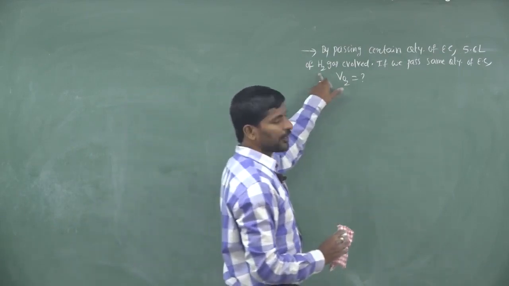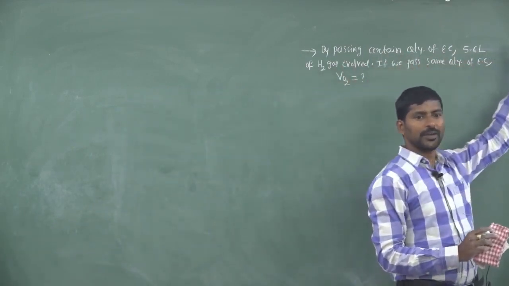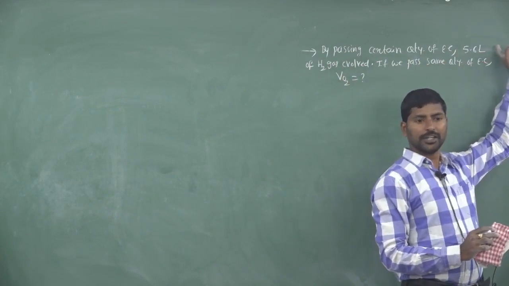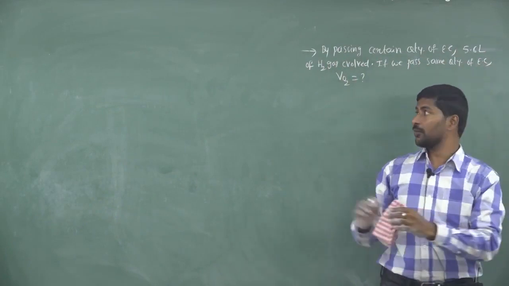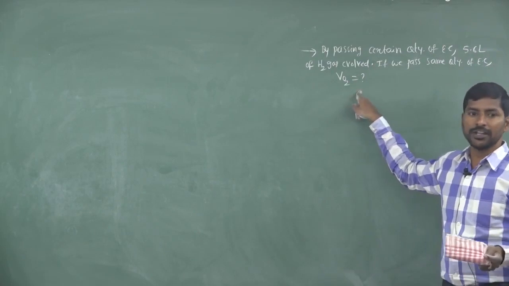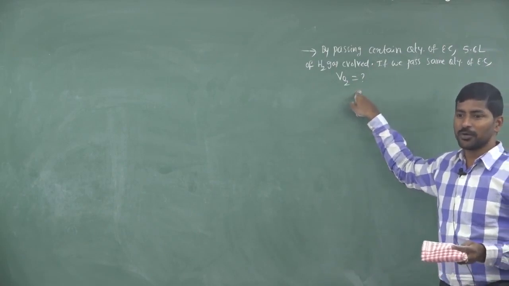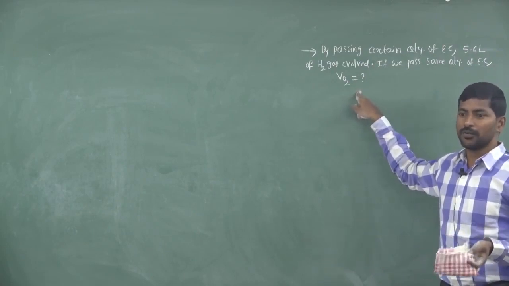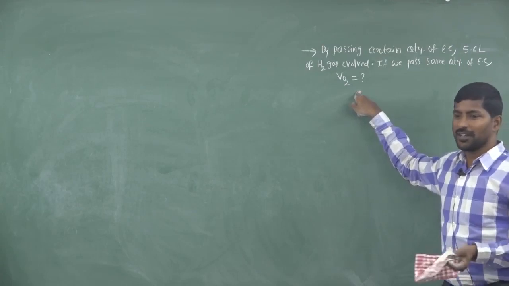How many equivalents of hydrogen gas is evolved? One equivalent or half equivalent? Half equivalent of hydrogen gas is evolved. That means how many equivalents of O2 gas will be evolved? Half equivalent. What is the equivalent volume of O2? Half of 5.6, 2.8 liters.